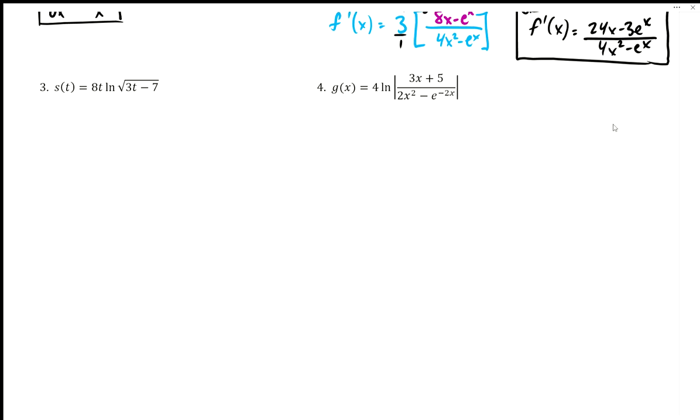Hi everyone, and welcome to our video on finding derivatives of natural log functions that have some kind of interesting stuff going on inside of them.